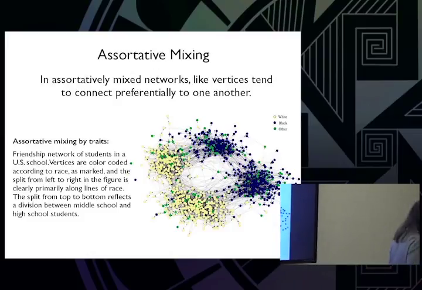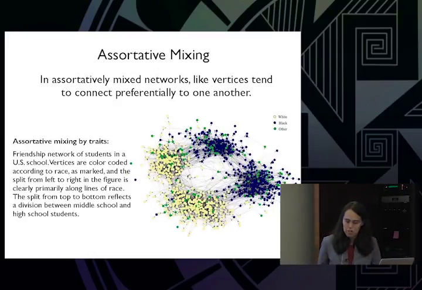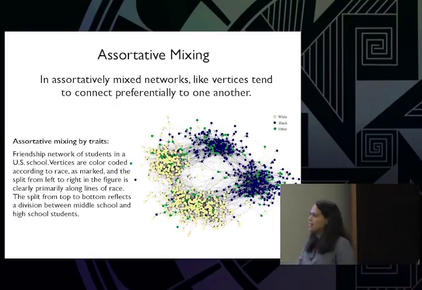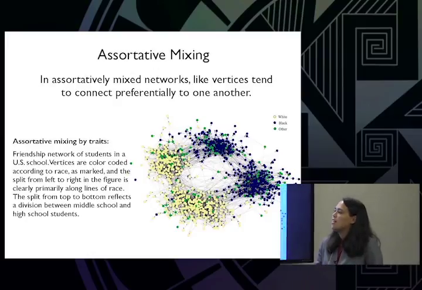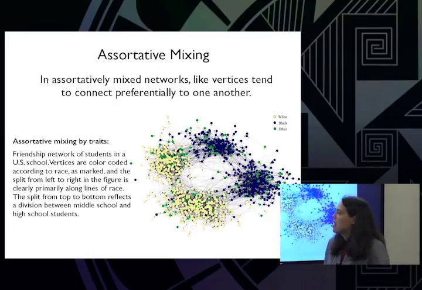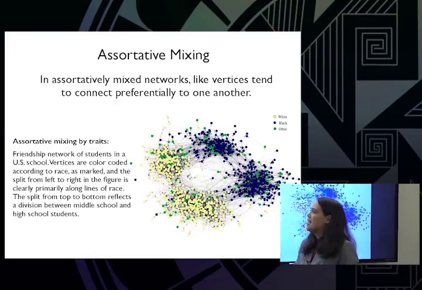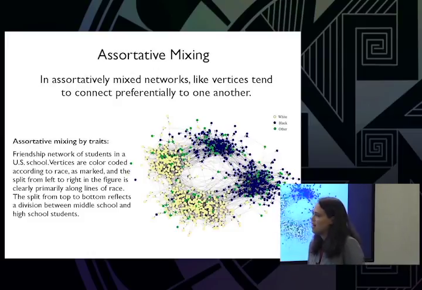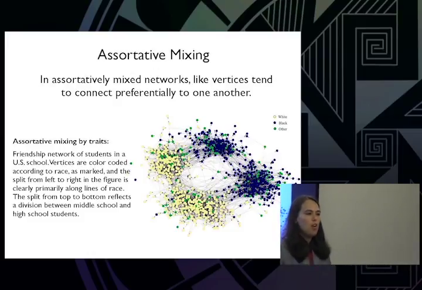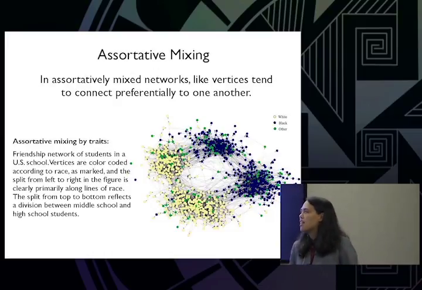and so what we might call higher order features. So one thing I want to talk about is assortative mixing. So in assortatively mixed networks, like vertices tend to connect preferentially to one another. And so you can have assortative mixing by discrete or continuous traits.